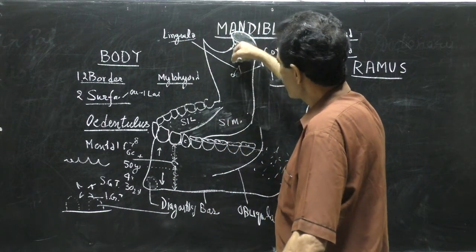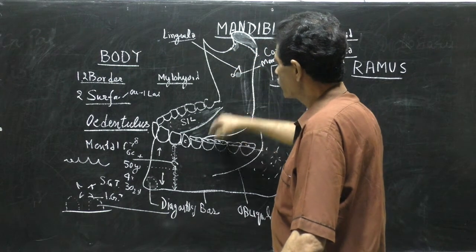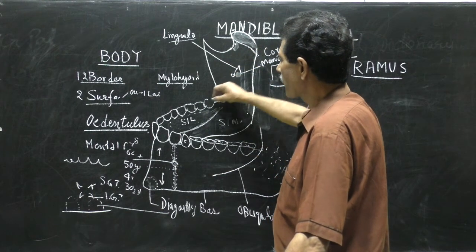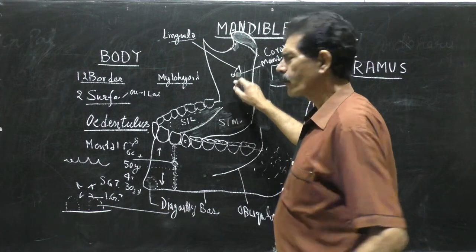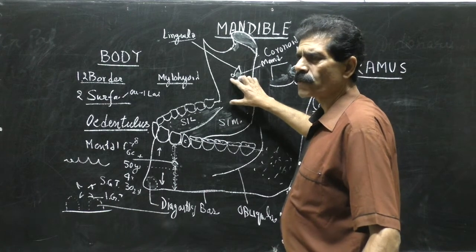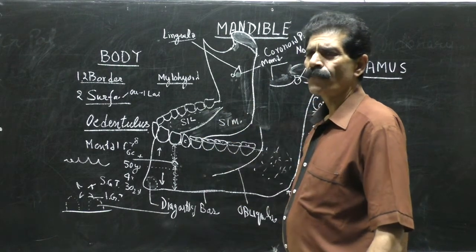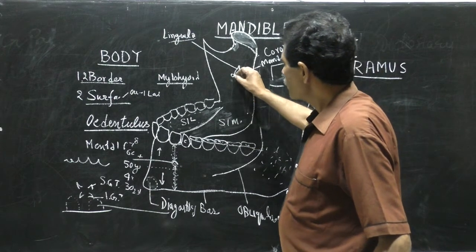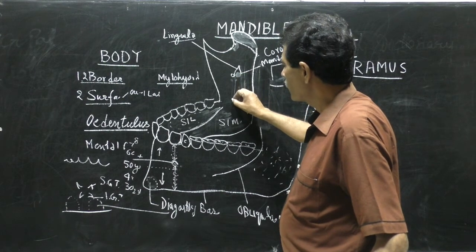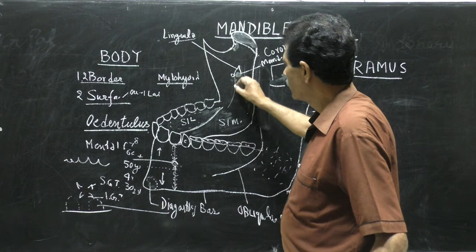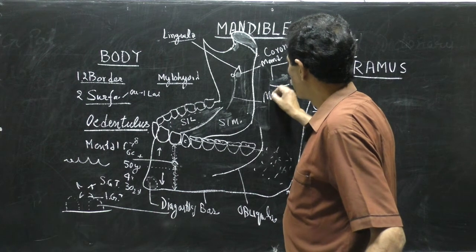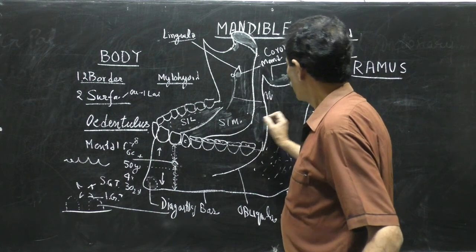If we put a wire in the mandibular foramen, then this wire will come out of the mental foramen. It means internally there is a mandibular canal which connects the mandibular foramen with the mental foramen. So this canal is present in the ramus and also in the body. Then from this mandibular foramen, a faint groove runs down from the ramus towards the body, and this is called the mylohyoid groove.